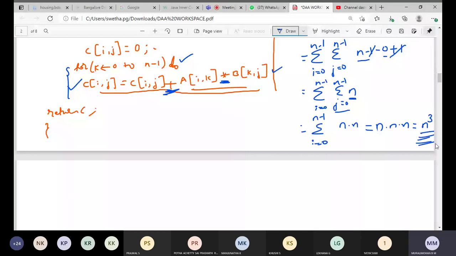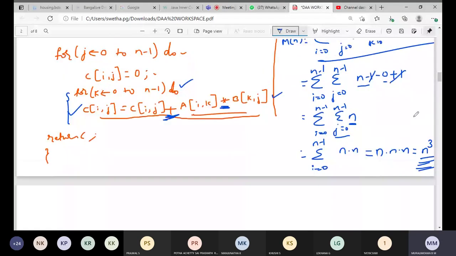So this is the total amount of time taken for multiplication of two matrices, that is M of n. M of n is equal to n cube. So what is the order here? The order of growth is cube, right? So we can write here, worst case it will take n cube time.